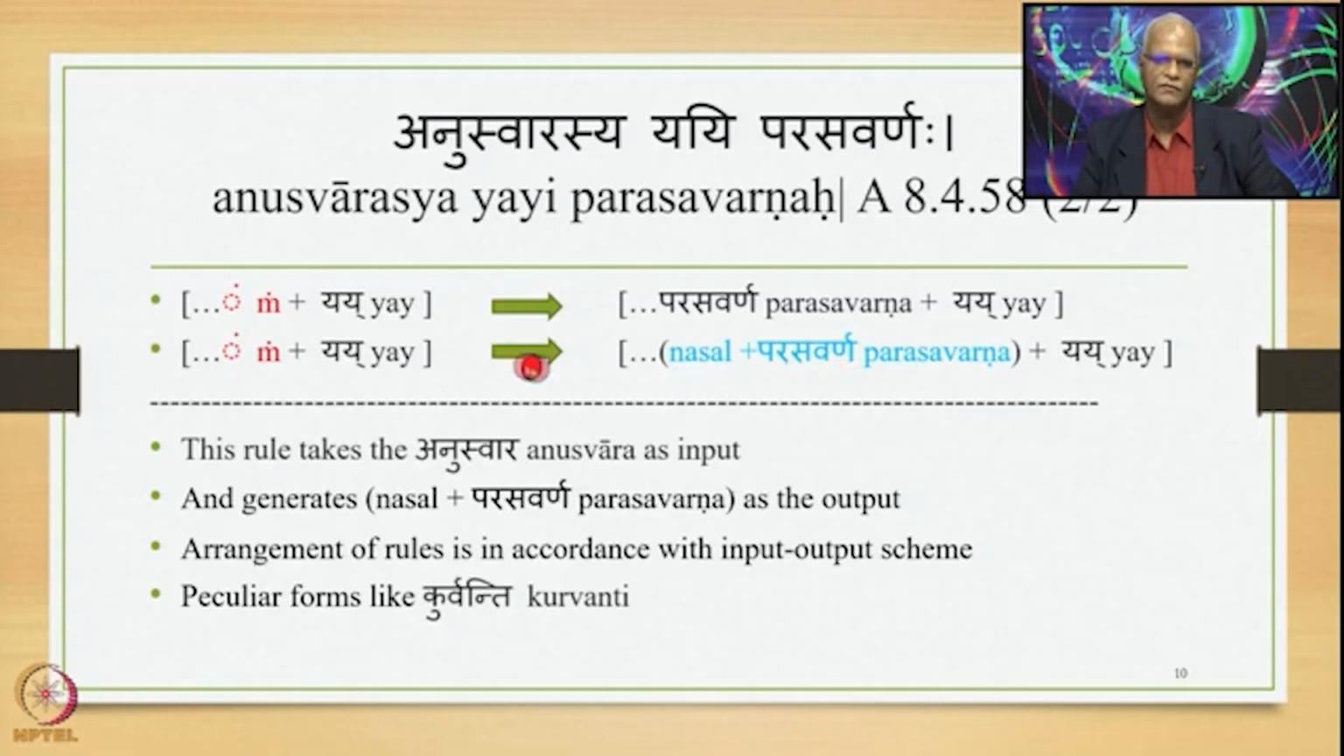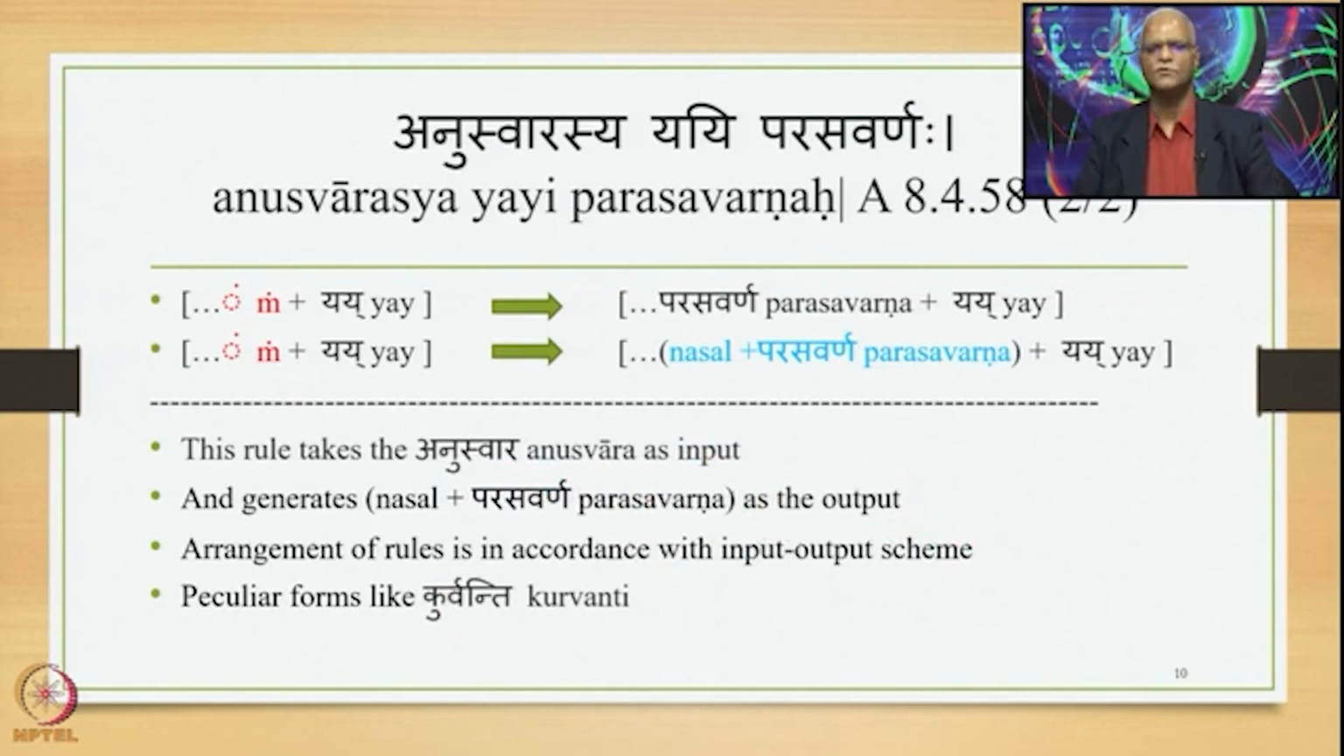So, that is why this first rule is rewritten in this particular fashion. So, anuswara plus yai is the input, 8.4.58 applies, and the output generated is nasal parasavarna plus yai. This sutra takes the anuswara as an input and generates nasal parasavarna as the output.